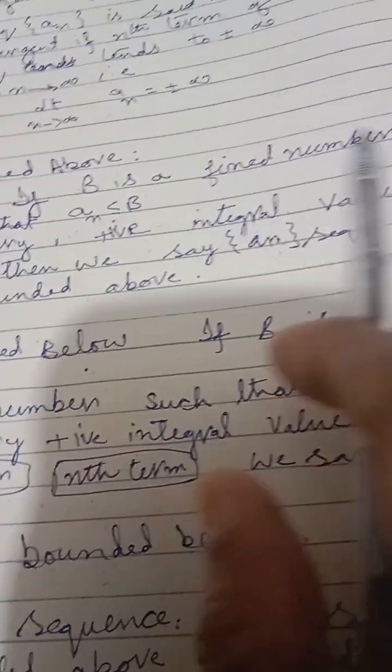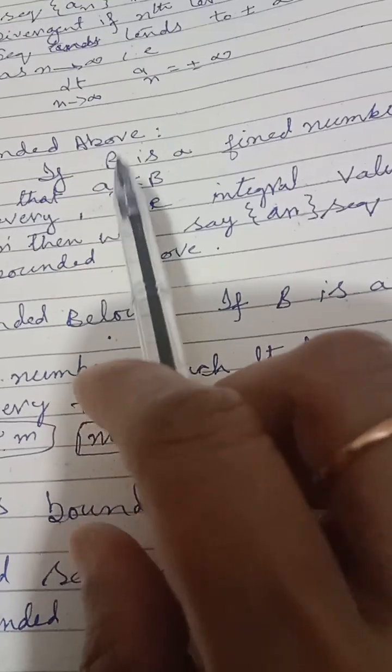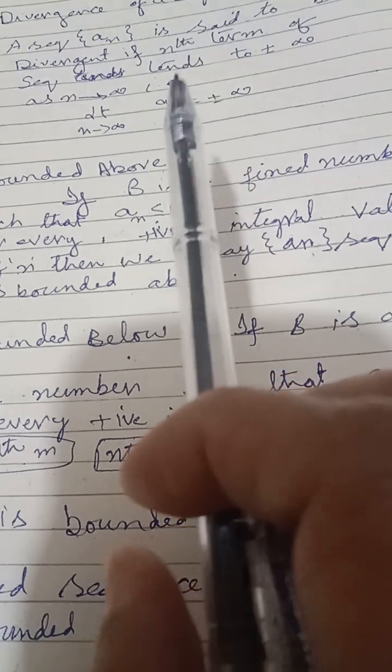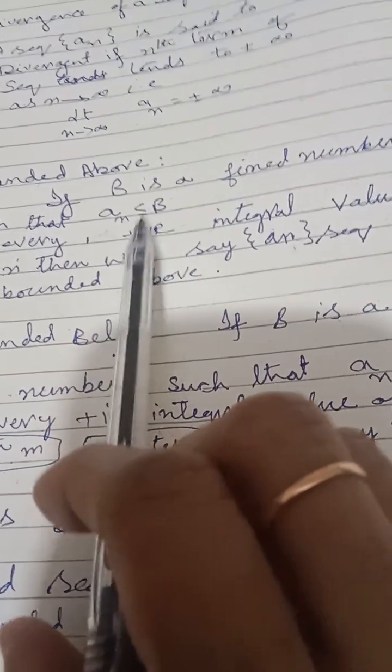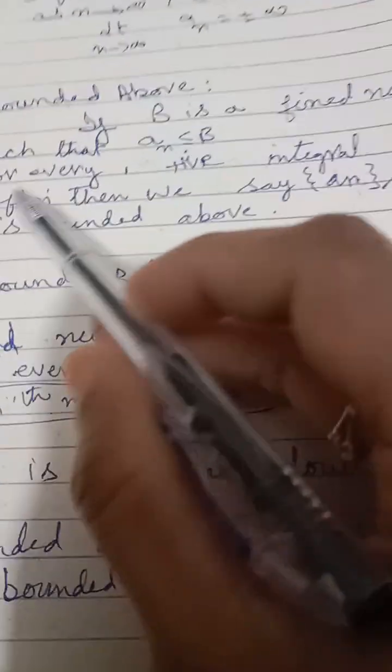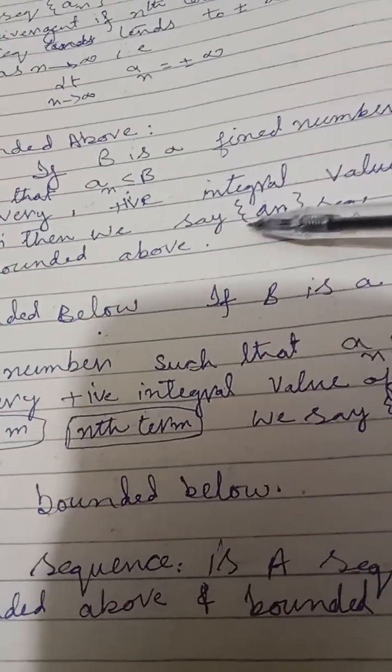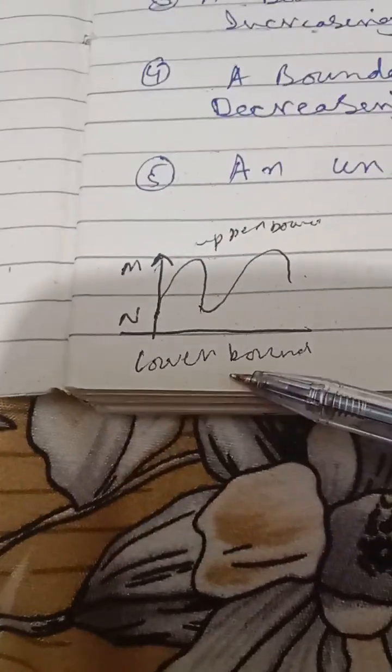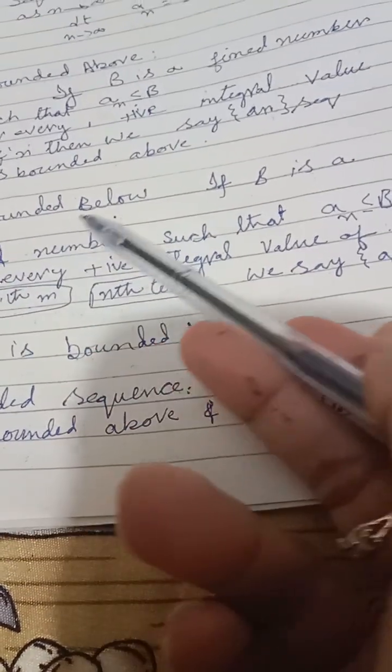Bounded above: if b is a fixed number such that an is less than b, for example for a given series with term 1/(n+1), and the condition an is less than b holds for every positive integral value of n, then we say the sequence an is bounded above. Bounded below: we have an upper boundary and a lower boundary. If there is an upper bound, it is bounded above, and if there is a lower value, it is bounded below.